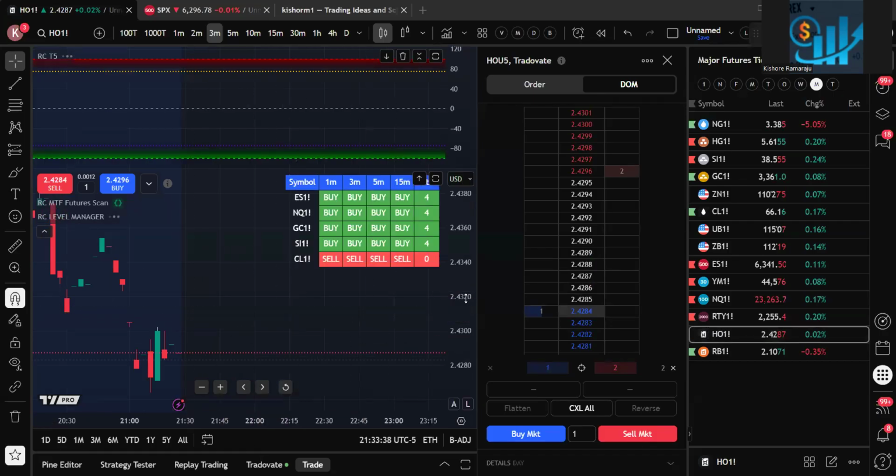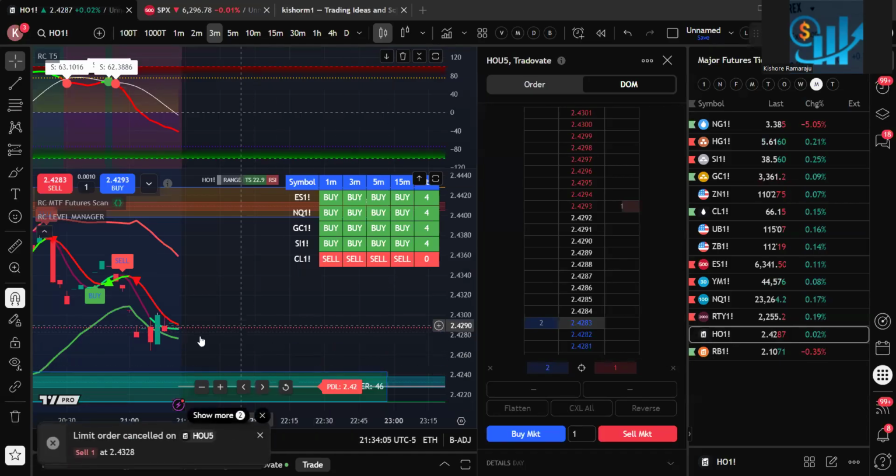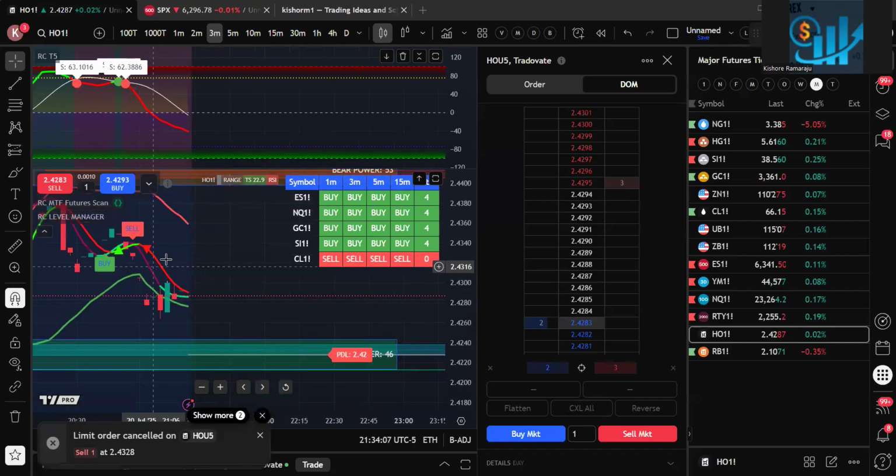RB and heating oil also will move in the same direction as crude oil, but the volume will be very, very low during this time. Only for crude oil, we'll have some volume. And that's why in the morning time, we can take whatever is the CL. If CL is looking zero, then your RB and heating oil also will be zero. But now the volume is very low, so I'm canceling the sell orders.